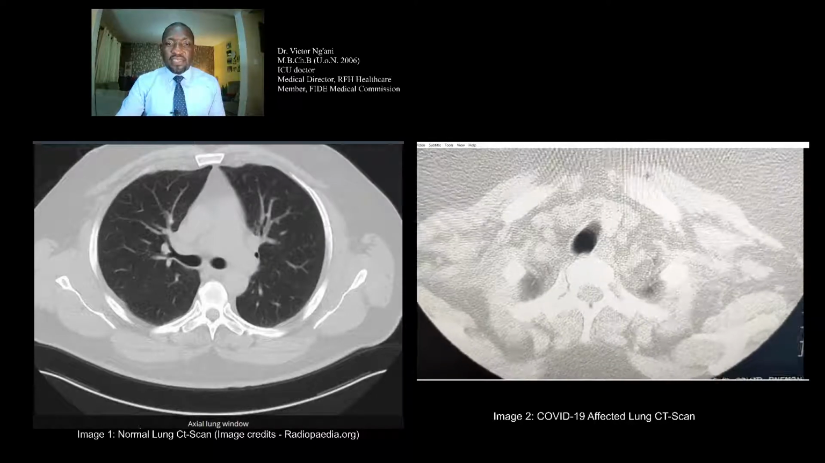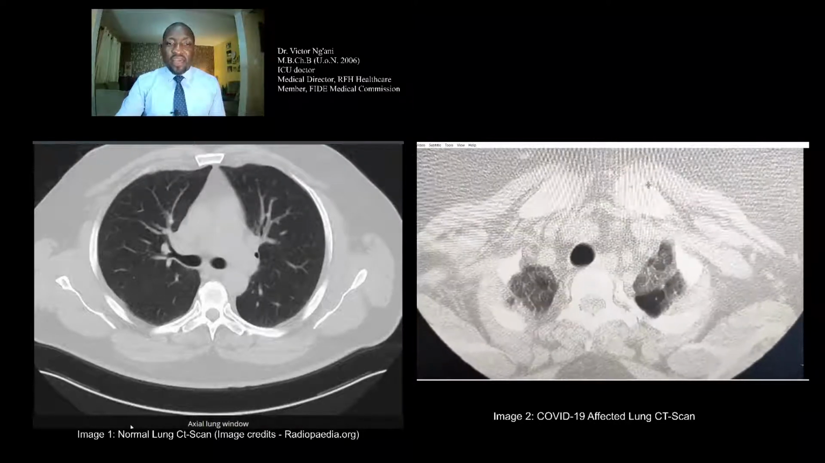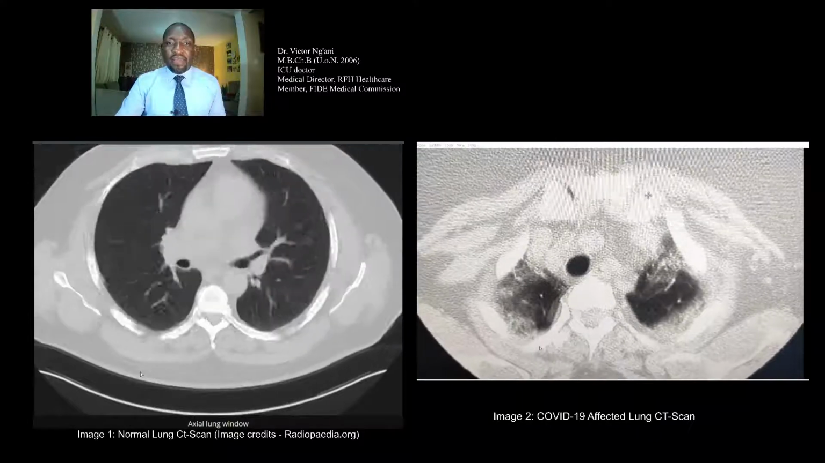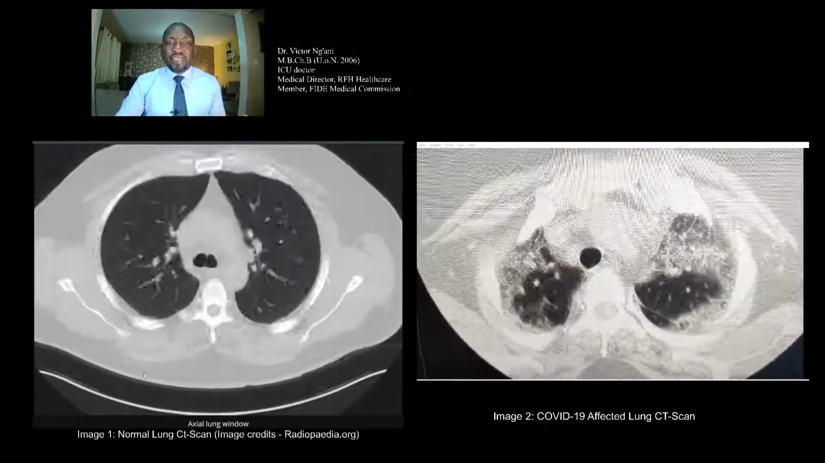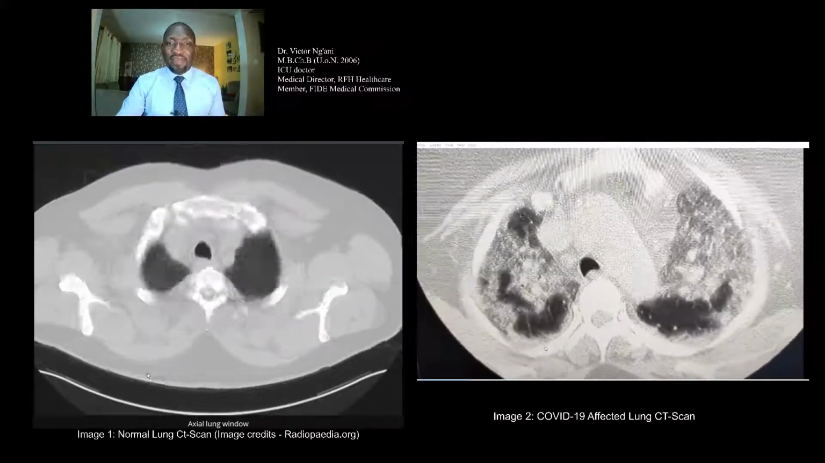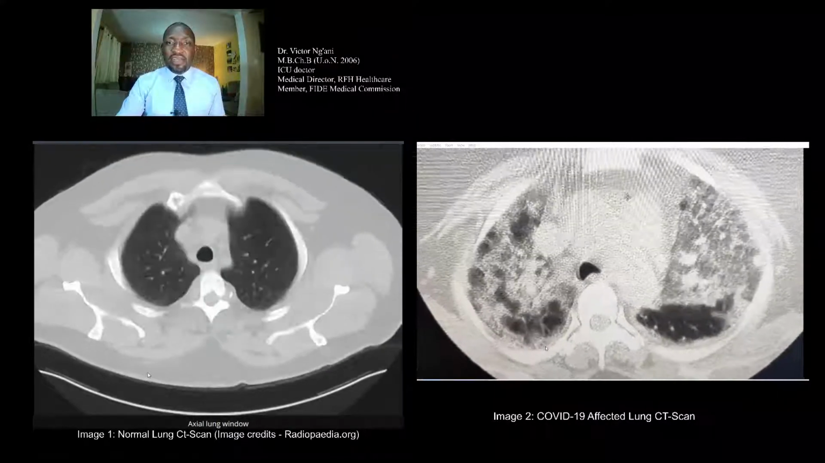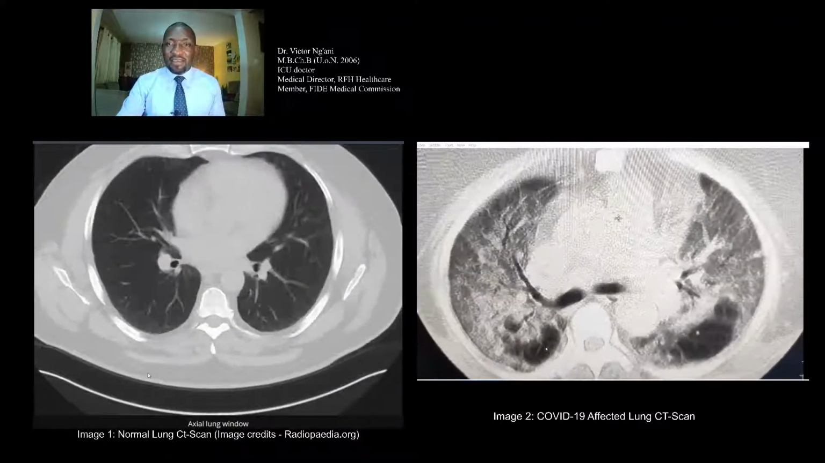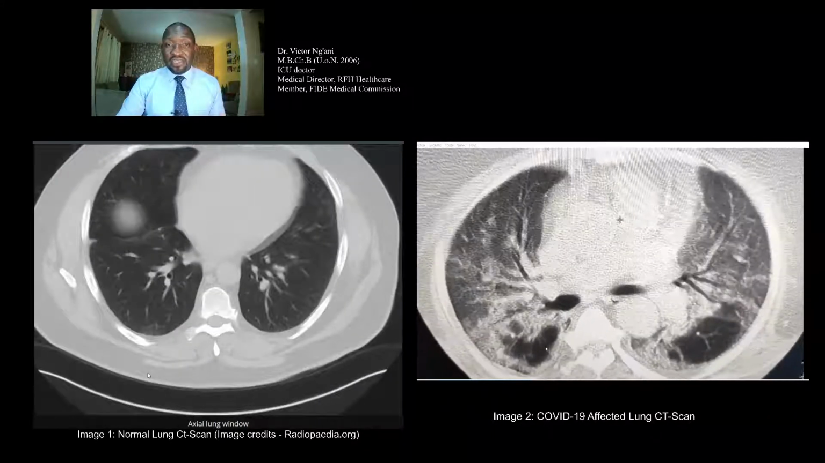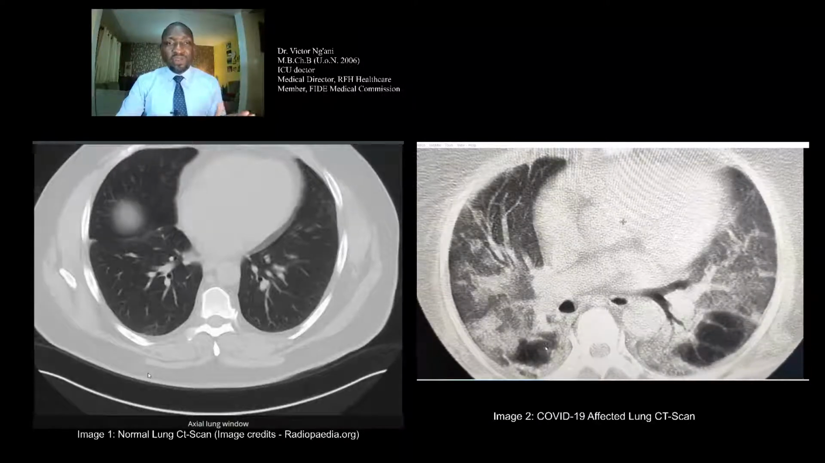So this is just so that we can see the difference between a normal lung and a COVID-19 lung. What is on the left side is a normal lung, and what is on the right side is an abnormal lung from COVID-19 that is severe, that is critical actually in this case. And remember, there are all those grades.